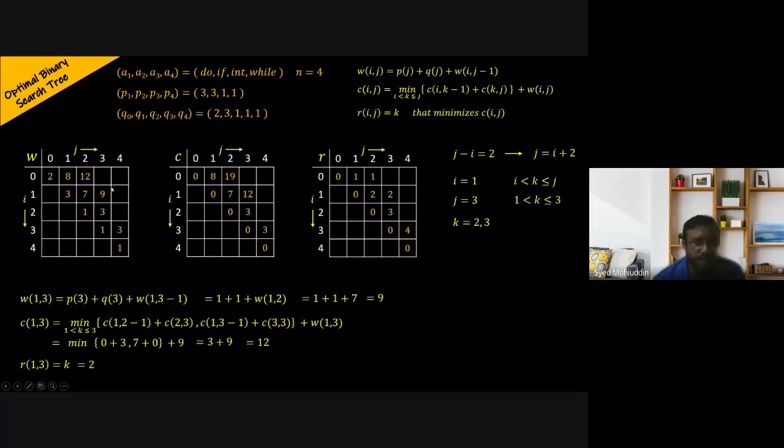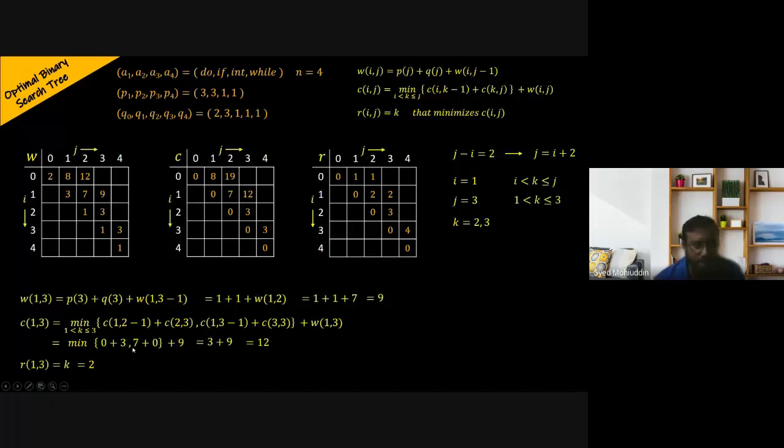So we fill up this cell for W, C and R. So here when we calculate W, we have the W1 comma 3, we got 9. So we are filling this cell with 9. And then we have C. Now here we substituted the values into the equation. We have 0 plus 3 comma 7 plus 0. Obviously 3 is minimum, and we have plus W value, which is 9. We get the result as 12. So 1 comma 3 for cost will be 12. So we have filled up this cell.